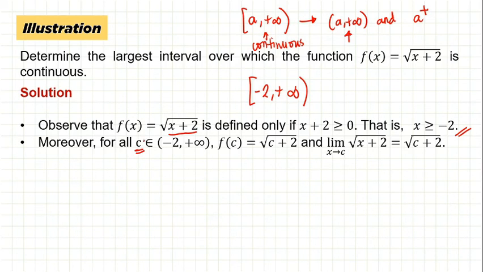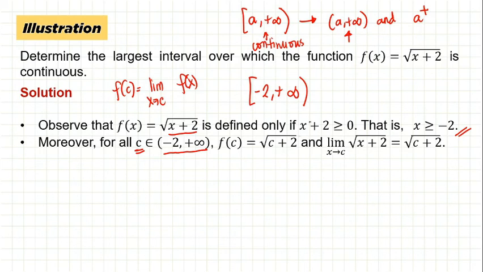So this is a point inside our interval. F of c is equal to the square root of c plus 2. Bakit kinuha natin si f of c? Because para malaman natin na continuous siya sa lahat ng points, dapat si f of c is equal to the limit of f of x as x approaches c. This is according to the continuity of a function at a point. Right? So in that case, we need to check this one.